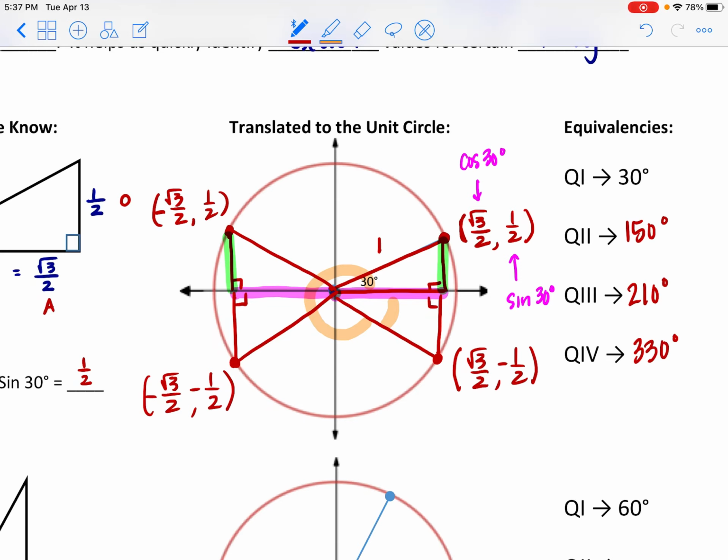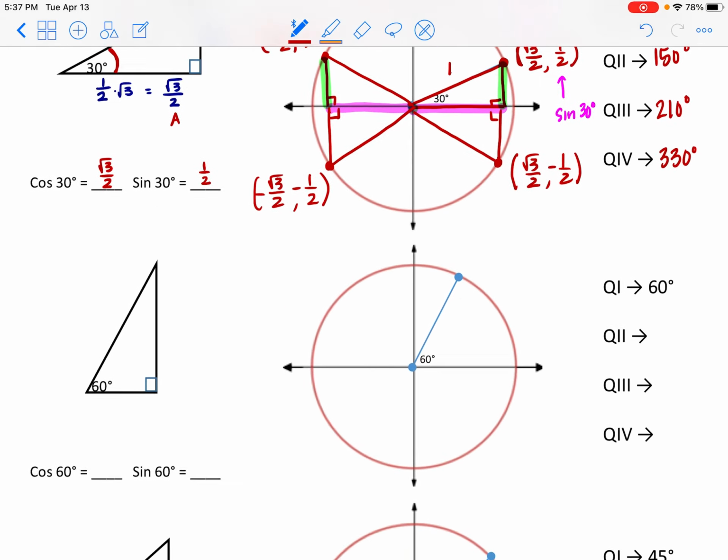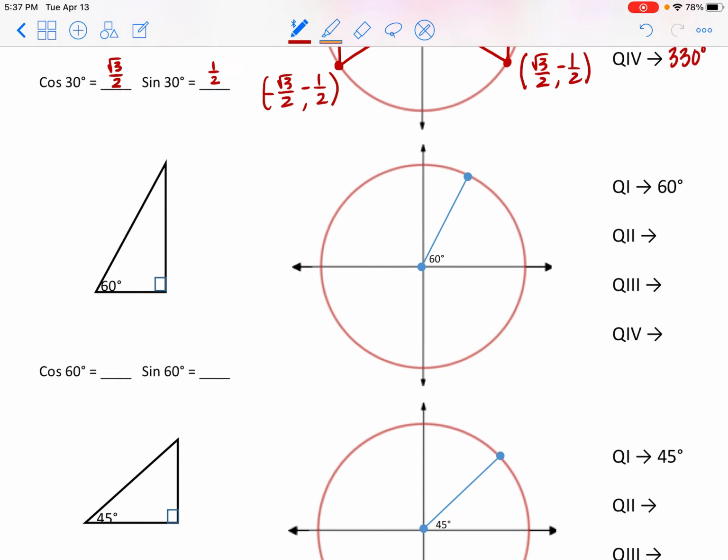So what we have here are 4 different angles that are created by the same exact triangle. So these 4 different angles have really the same value of sine and cosine. The only thing that will change would be positive versus negative because of our quadrants. Okay, and let me just get rid of that. This was 330 degrees.